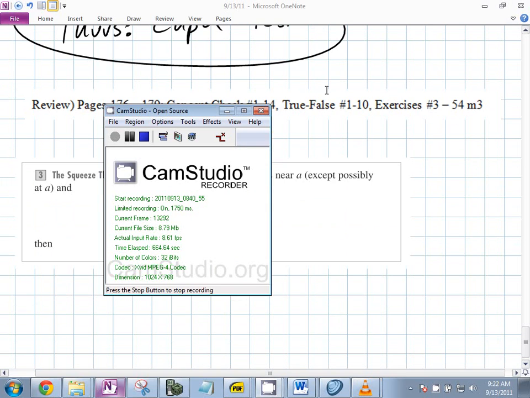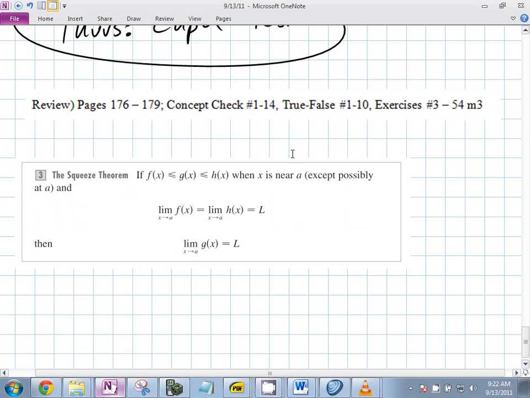If g is stuck between f and h when x is near a, except possibly at a, then the limit as x goes to a of g of x is... sorry. There are three things that have to be true. I'm reading this poorly. This has to be true, and this has to be true. So two things, then this is true.